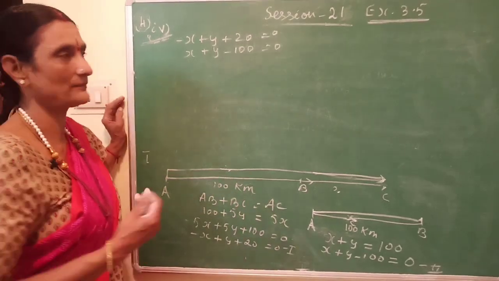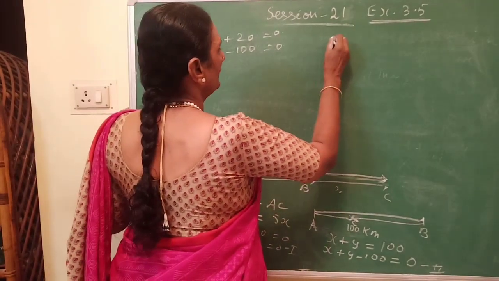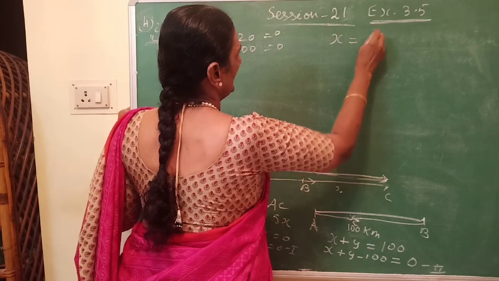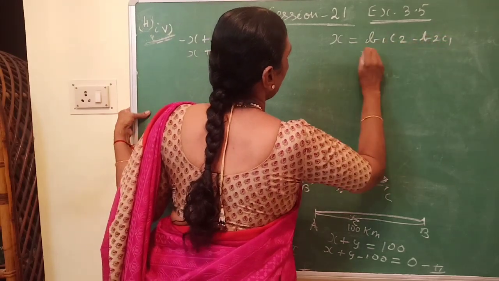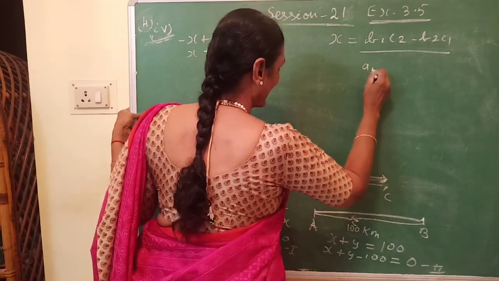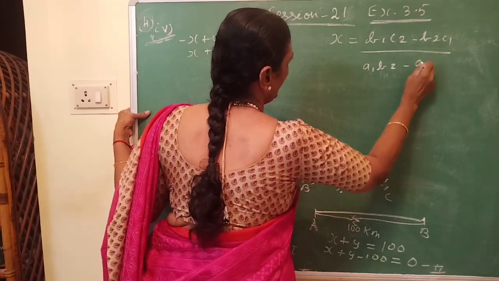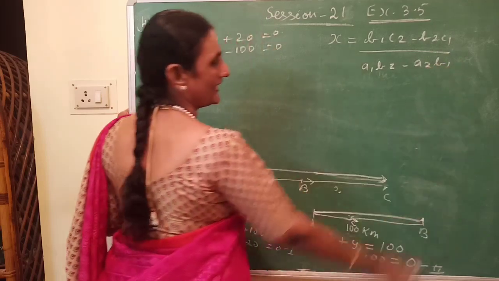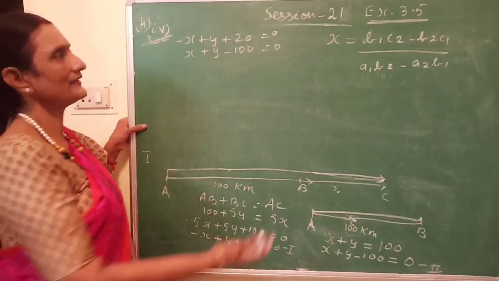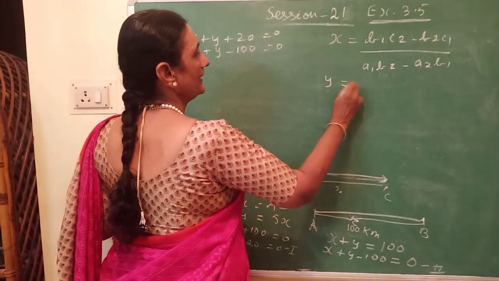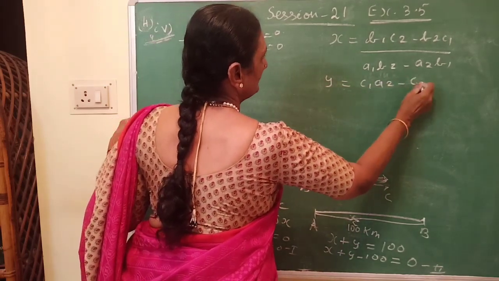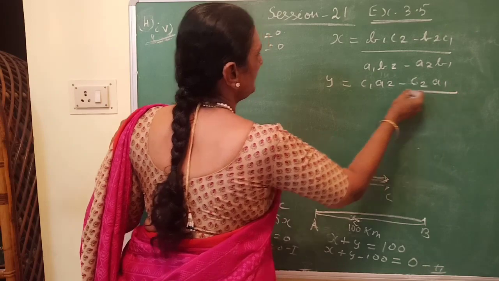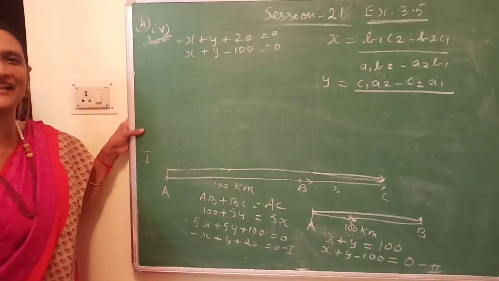Now for the cross multiplication method, what should you do? You should first write x is equal to b1c2 minus b2c1 by, someone is saying the correct answer, yes, a1b2 minus a2b1. Very good. Now any other? What is y is equal to? Yes, c1a2 minus c2a1. Because of this familiarity only you are able to say correctly.